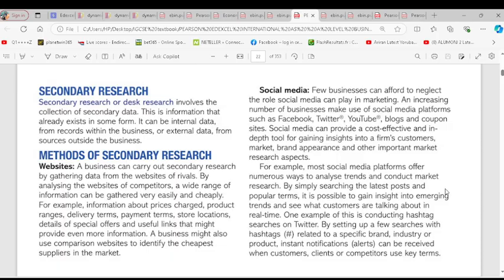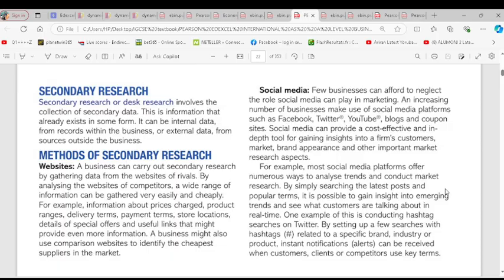So with social media, you can't underestimate the value that social media could bring to your business. As a business, you should often use social media because that is the trend. So you could use websites, or you could use Facebook, Twitter, Instagram, blogs.